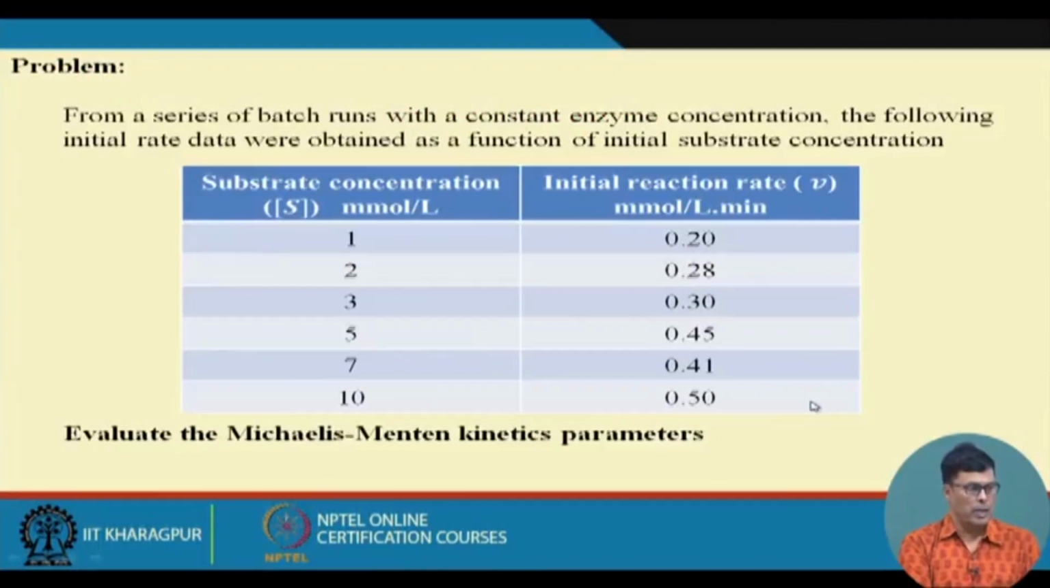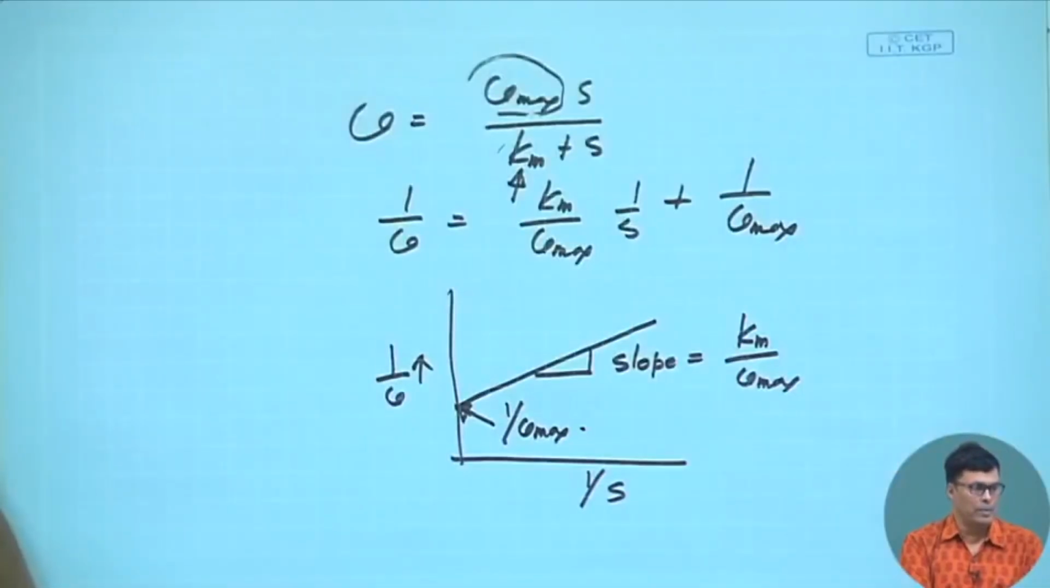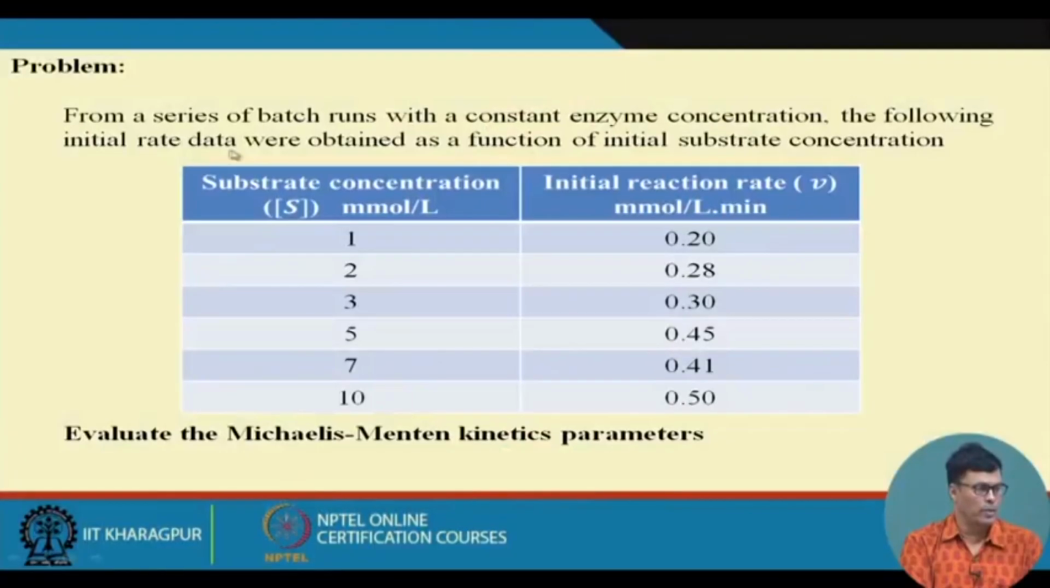Now let us have a problem and see how we can really solve it from a series of batch runs with a constant enzyme concentration. The following initial rate data were obtained as a function of initial substrate concentration. As the initial substrate concentration increases, the rate we observe is different. We want to evaluate the Michaelis-Menten kinetic parameters.